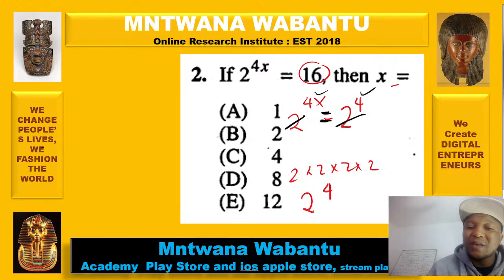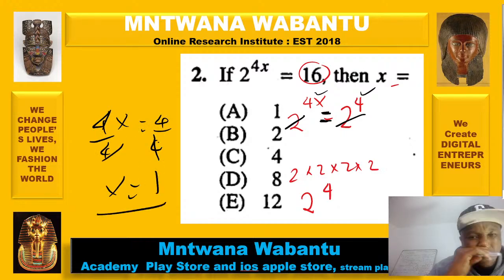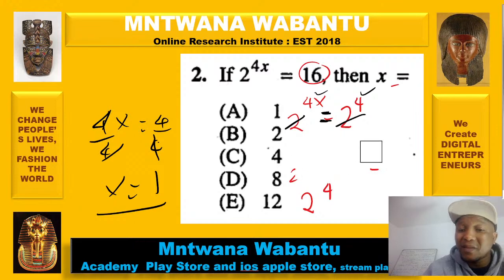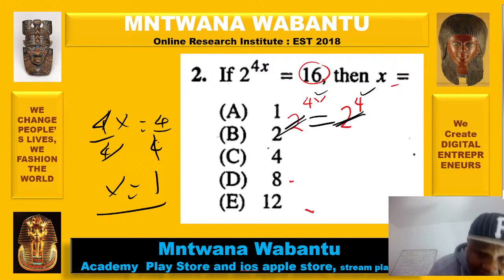So you're going to let your 4x equal to 4. 4x equal to 4, divided by 4, divided by 4. This and this cancel. x equal to 4 divided by 4 equal to 1. x equal to 1. See, remember that only if there's an equal sign in between. If there's an equal sign, then you can cancel the base. So the value of x equal to 1, right?